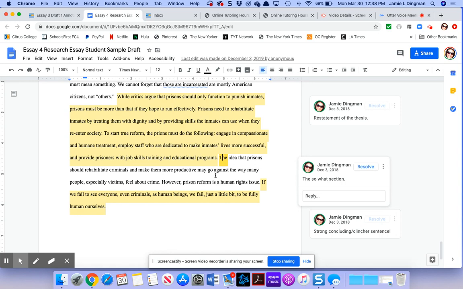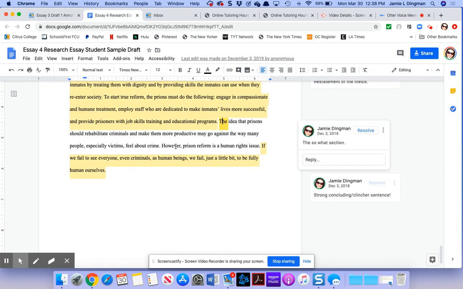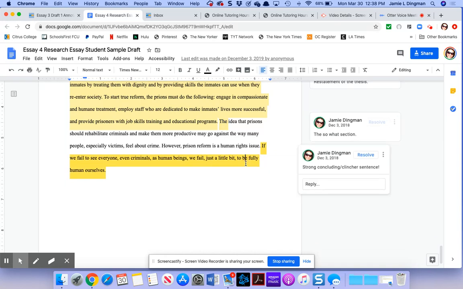The idea that prisons should rehabilitate criminals and make them more productive may go against the way many people, especially victims, feel about crime. So I like that they're addressing that, right? A lot of people have a problem with this. However, prison reform is a human rights issue. If we fail to see everyone, even criminals, as human beings, we fail just a little bit to be fully human ourselves. Great clincher. I like this, right?